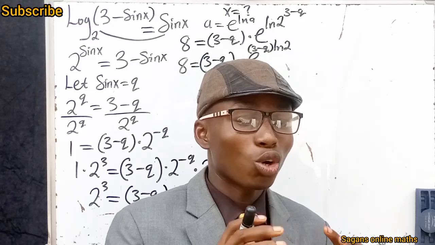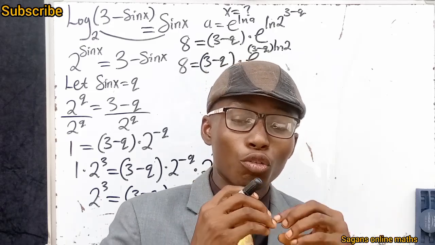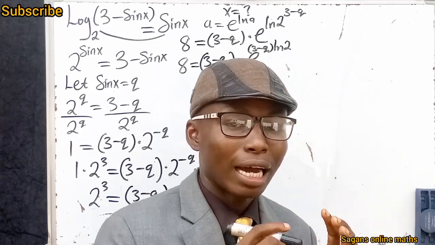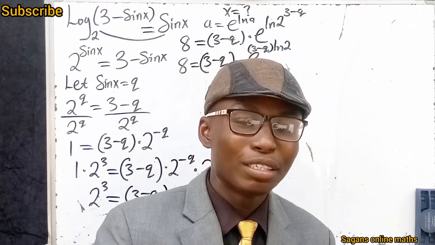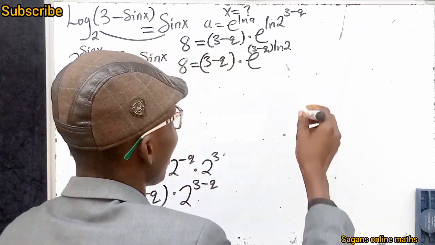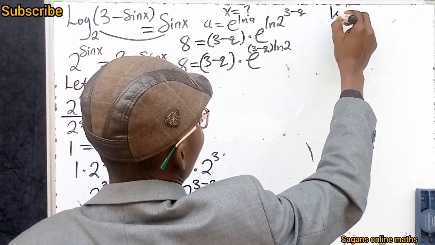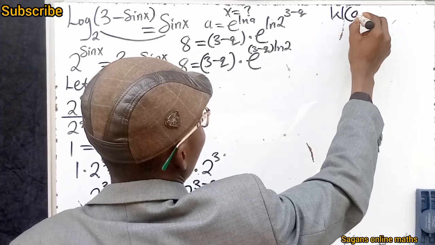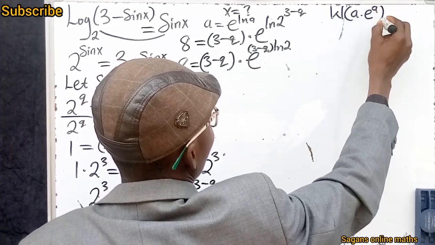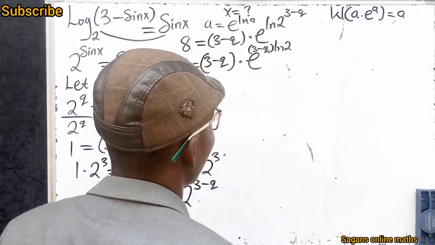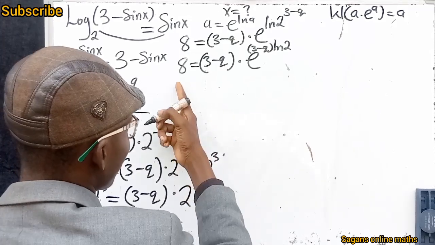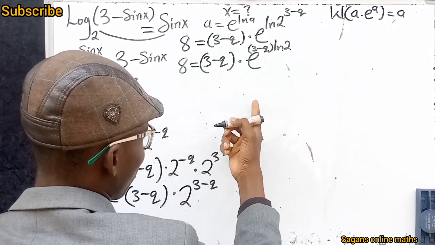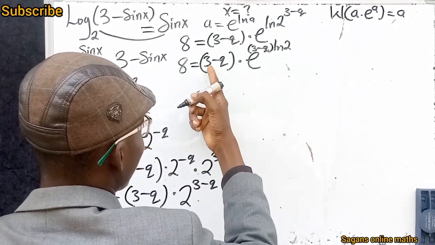Now the reason why we are doing all the things you are seeing here is that the Lambert W function is defined as follows: the Lambert W function of a multiplied by e raised to the power of a is equal to a. Now what if we take the Lambert W function of both sides? What will happen? Remember that here we are having 3 minus q.